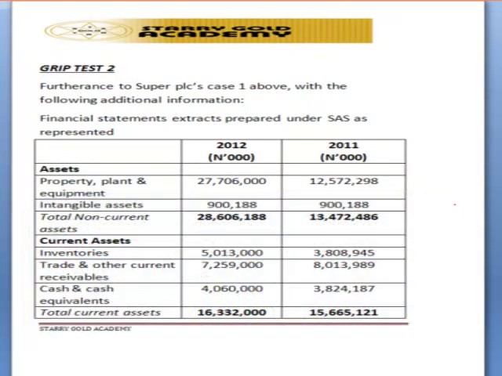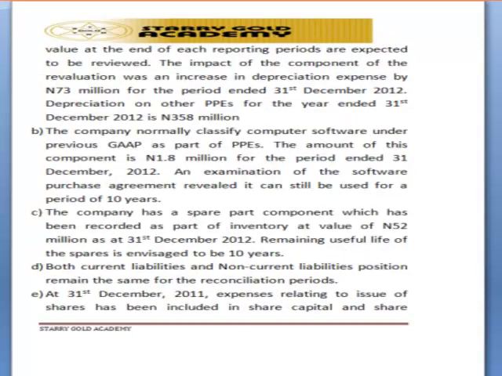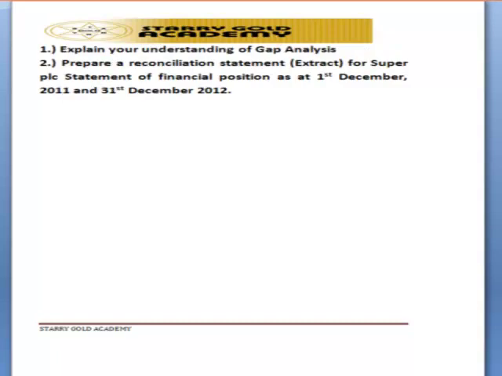Now, this is an extract of a financial statement. If you look at this, we have other information from A to E. And when you see a question like this, the first thing you go to is the question requirement before you even read through the full set of the requirements in the exam hall. You must make sure that you familiarize yourself with what the examiner is asking about. Now, the first requirement says you should explain your understanding of gap analysis.